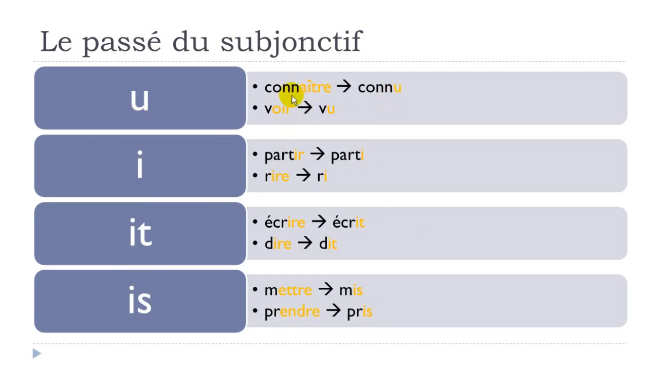So U, connaître, to know, will become connu. Okay. Voir, so OIR, will become vu. U. All right. So I, partir, will become parti. Rire, so IRE, will become ri. Okay, and then the IT, phonetically you pronounce I because final T is not pronounced, but still.